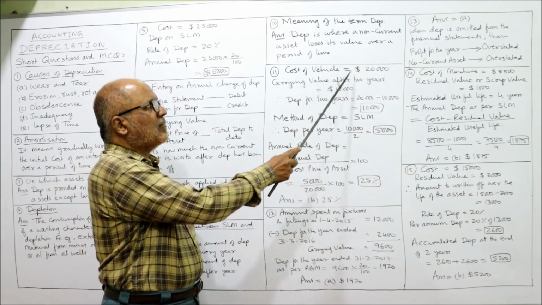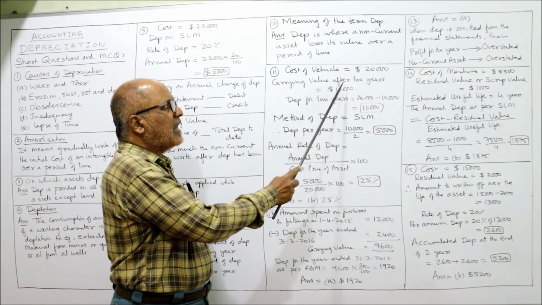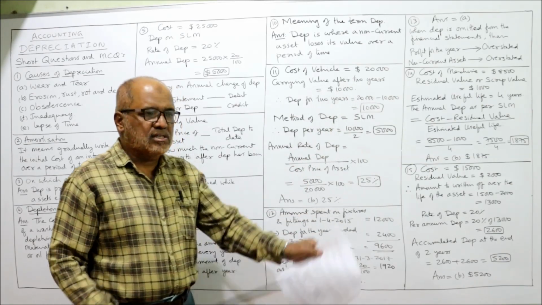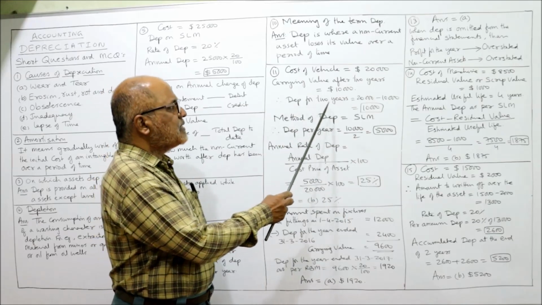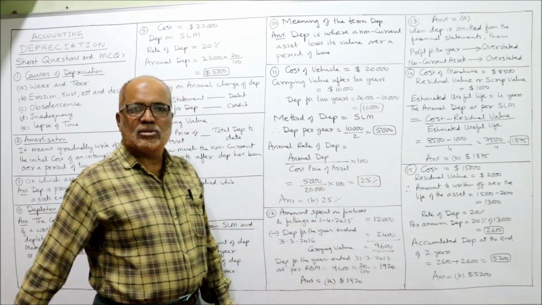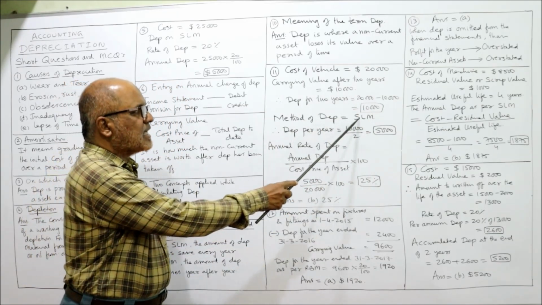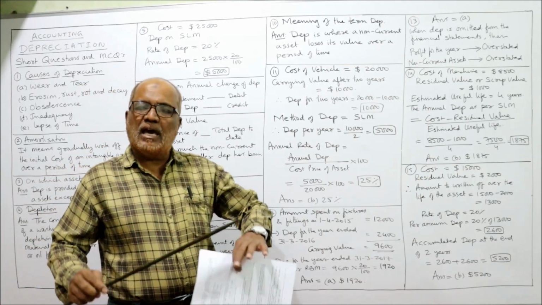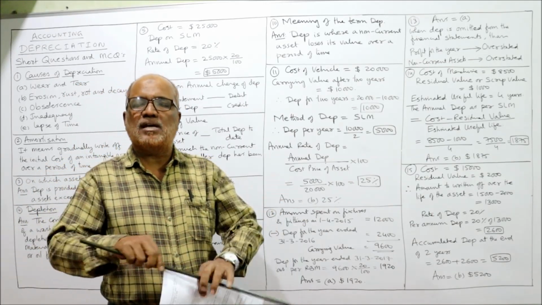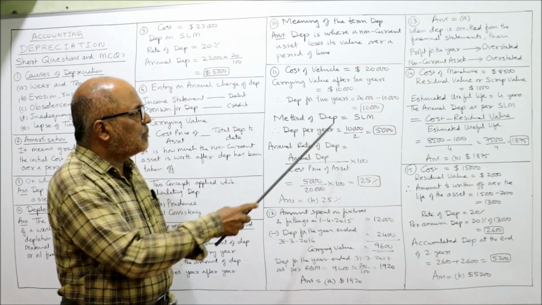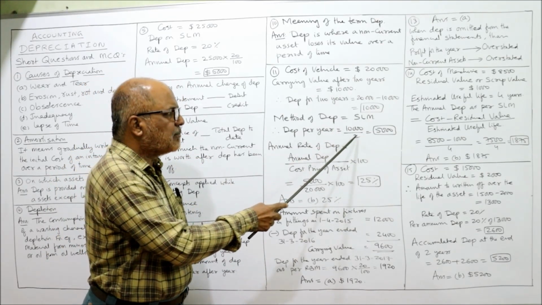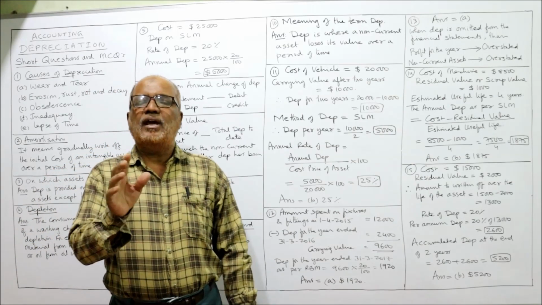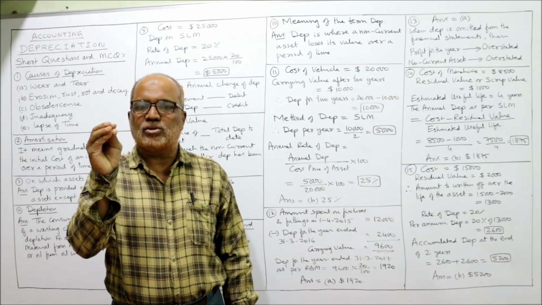Here, cost of the vehicle 20,000, carrying value after 2 years 10,000. It is given in the problem. Therefore, depreciation for 2 years is 10,000. The depreciation method is SLM. SLM means every year the depreciation remains the same. So for 2 years the depreciation is 10,000, and for 1 year, 10,000 divided by 2, 5,000. So every year depreciation is 5,000.